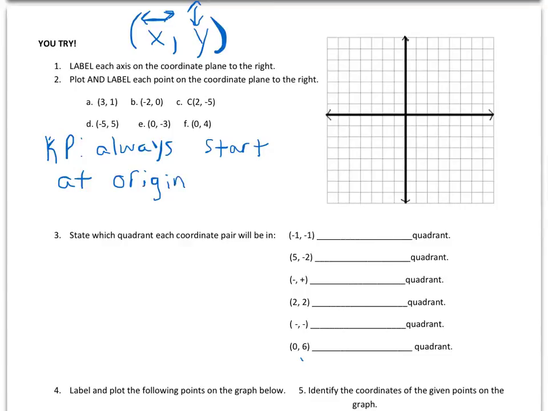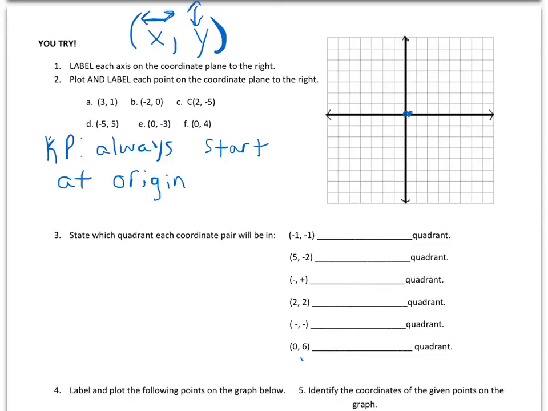Always start at the origin. Okay? All right, so I'm going to put my pencil at the origin. Okay? And to get to point A, I need to go, it's a positive 3.